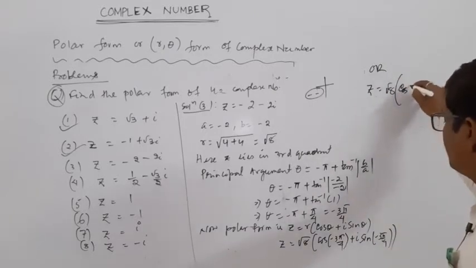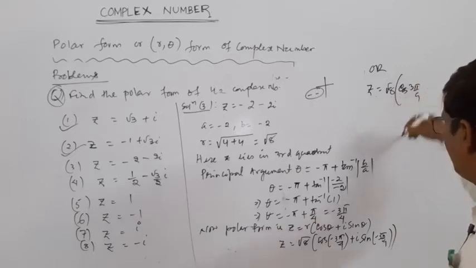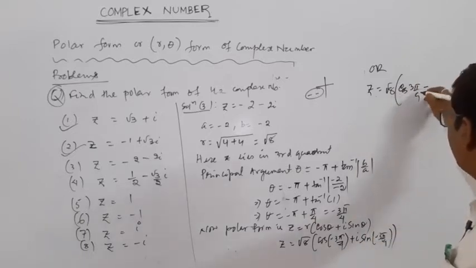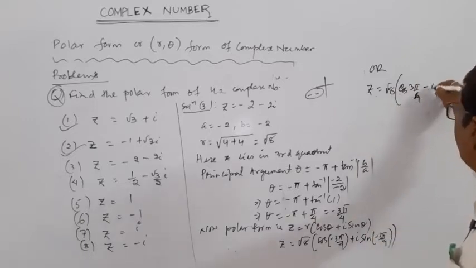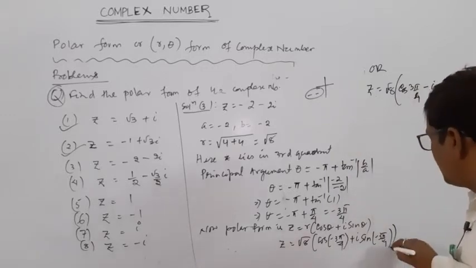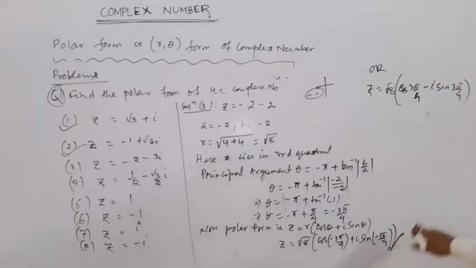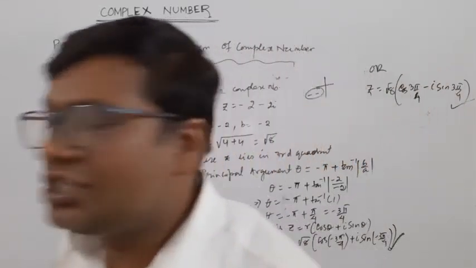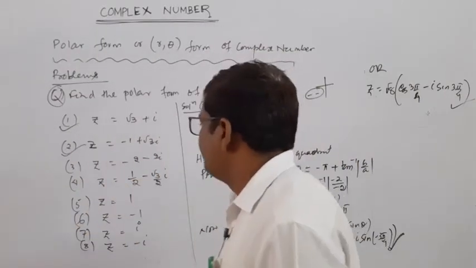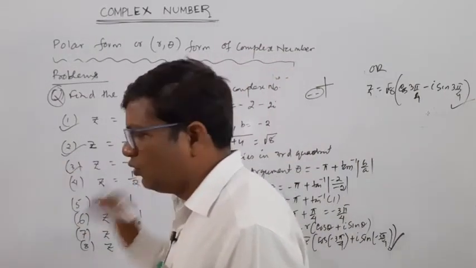Or you can write z is equal to root 8 cos of minus theta, which is cos theta, so cos 3 pi by 4, and sin of minus theta, which is minus, i into sin 3 pi by 4. This is the solution. You may write this or you may write this. So this is the solution of question number 3.